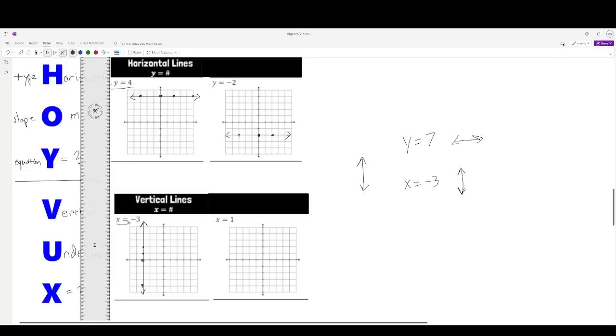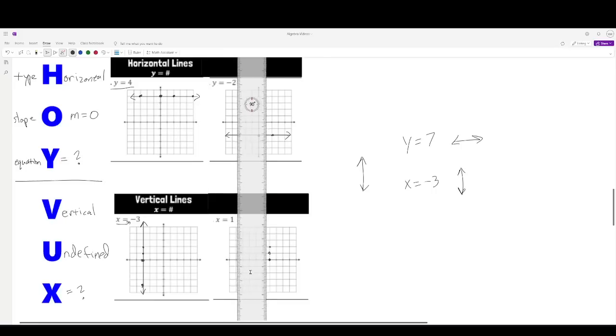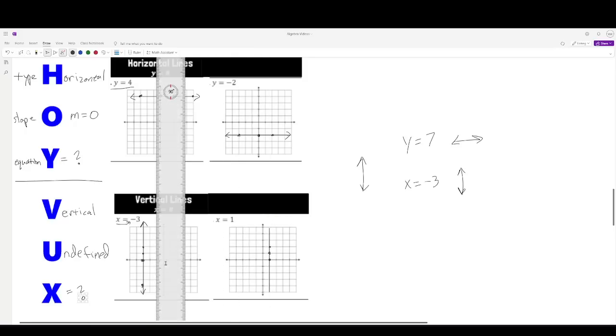x equals 1, same deal. Where are all of the points where x is 1? There's one here, here, here, and so on. So I'm drawing this vertical line where all of the x values are equal to 1. Arrow.